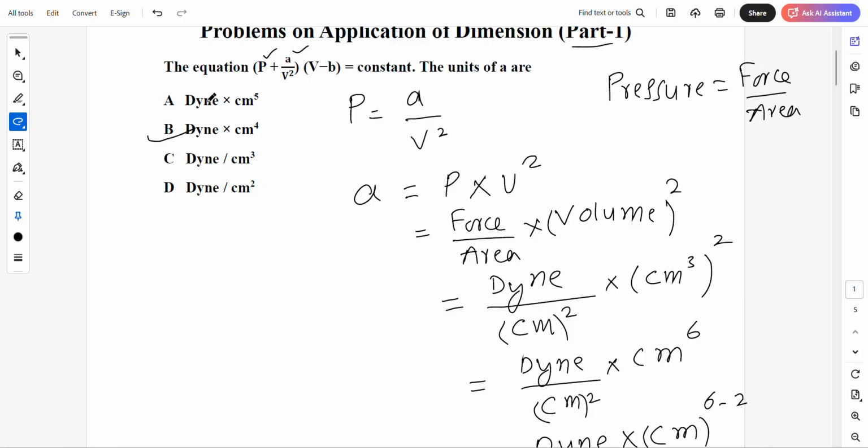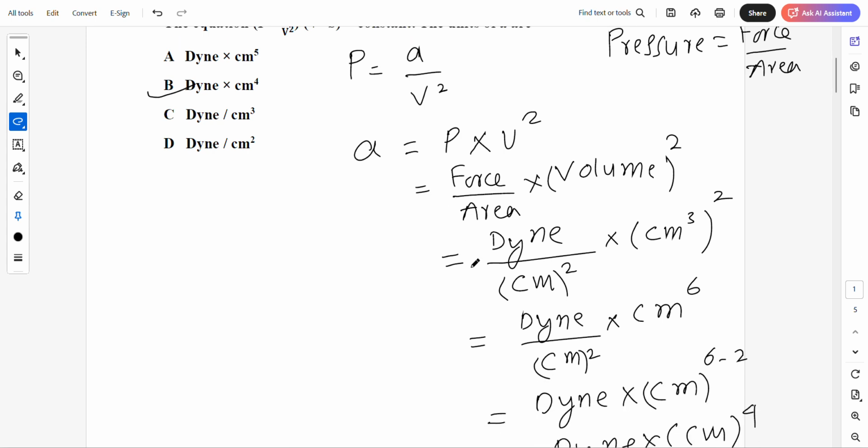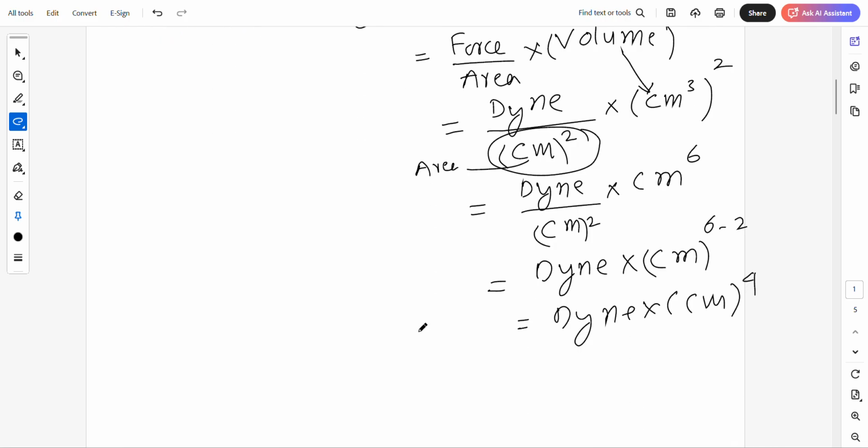Hope you understood. Only one thing: p is equal to a by v square. If you equate, the units of p is the same as the units of a by v square. Simplify for a, p into v square. You know what is pressure, force by area. You know how to write area, centimeter square, and volume, centimeter cube. After simplification, you will get dyne into centimeter to the power of 4 as the right answer.